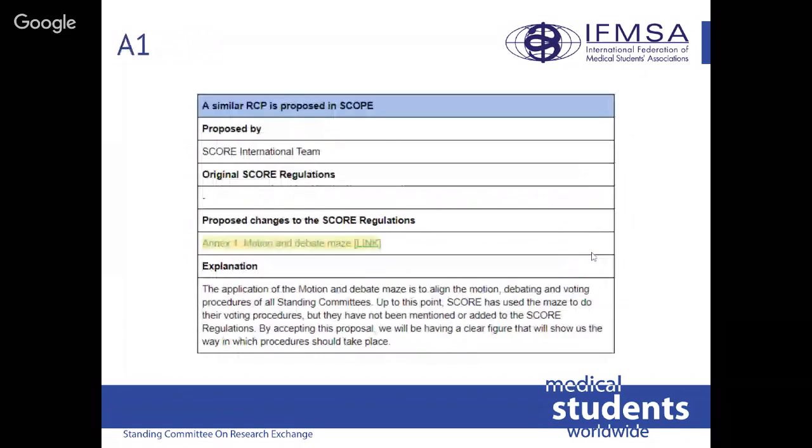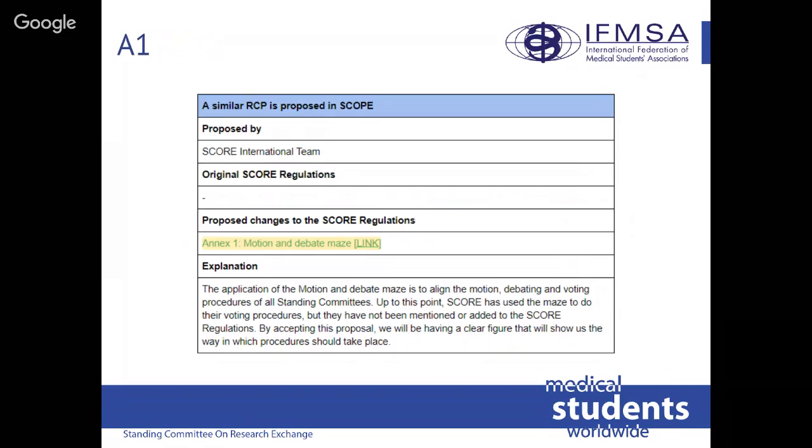Okay, so then we have A1, which is a proposal to add an annex to our SCORI regulations. And this is to add the motion and debate maze, which is the maze that we showed at the beginning of the webinar. And the idea is to apply this motion and debate maze to align all procedures between all standing committees. So up to this point, SCORI has used the maze to do the voting procedures, but they have not been mentioned or added to the SCORI regulations.